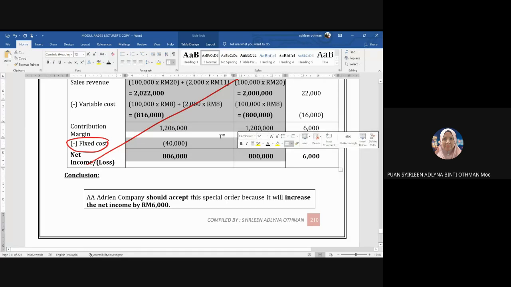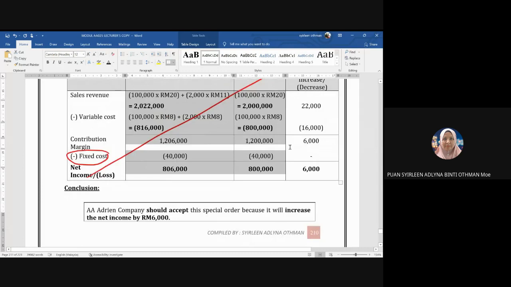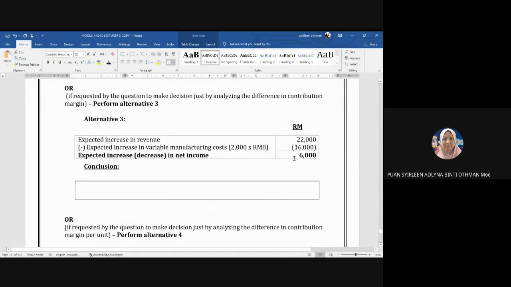So let's say the question, markah dia ialah 13. Saya dapat 3 je dekat sini, including the decision. Which is 10 saya hilang. So that's why I won't show you how to do alternative 3 and 4. We are only going to focus on alternative 1. Okay? Okay Hazim? Yes? Any question?